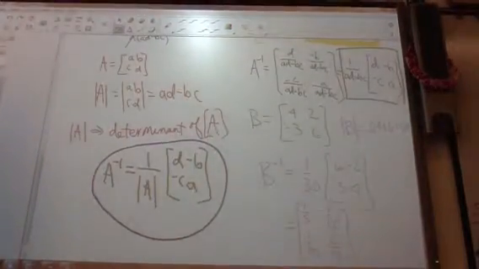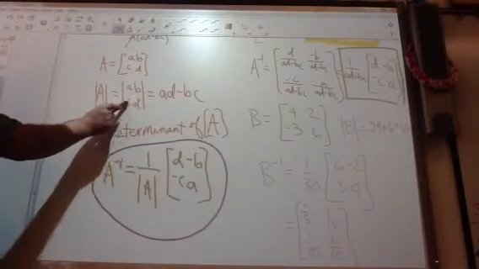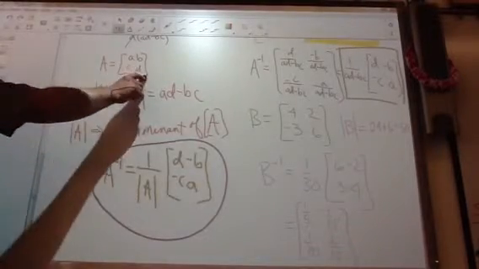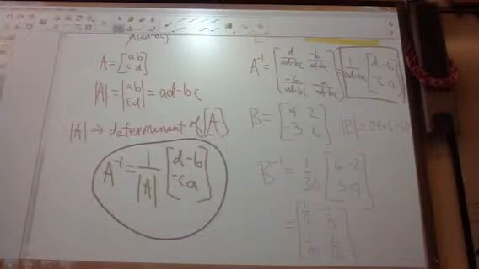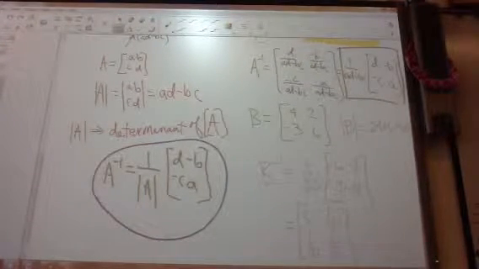A 2x2 is very simple. You take the main diagonal, A times D, and subtract the product of the other diagonal, B times C. So AD minus BC gives me the determinant. Well, now look over there and see where AD minus BC is. Is it always like that then? For a 2x2.